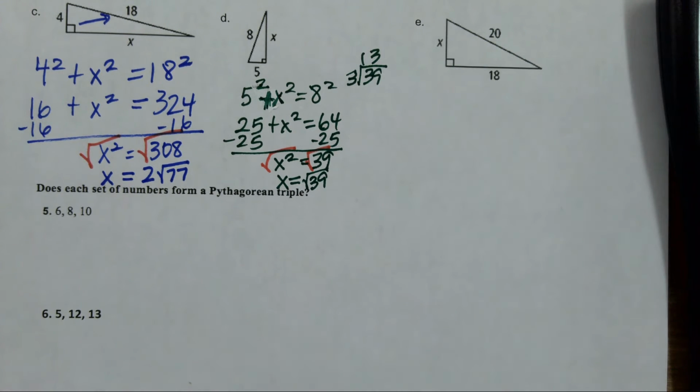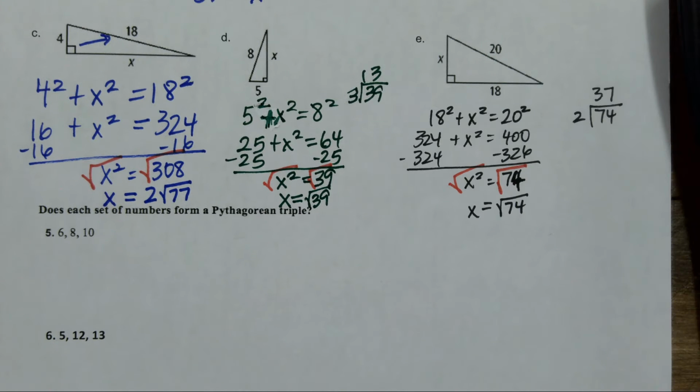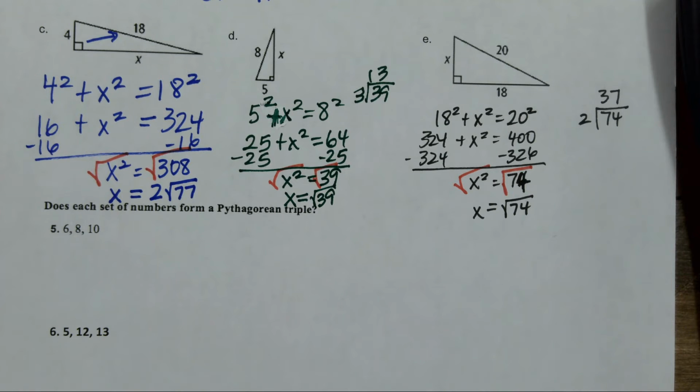Again, I'm going to pause it. I would like for you guys to do E. We'll revisit in a little bit, and then we'll talk about Pythagorean triples. Go ahead and check your work with mine. Does anybody agree? Nobody?